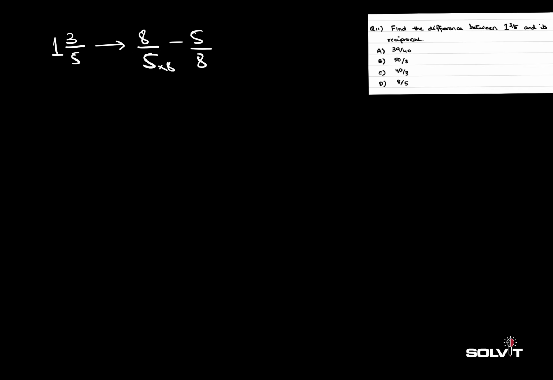We can do that by making the denominators the same. So this will become this, and this will become this, multiplied by 5. 8 eights are 64, so 64 minus 25 over 40. 64 minus 25 would be 39, so 39 over 40.